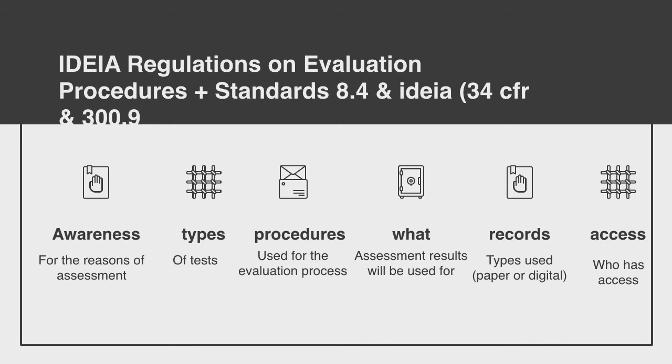And other information that would also be important, according to Standards 8.4, and it's consistent with the Individuals with Disabilities Education Improvement Act, is that the parent granting permission for psychoeducational evaluation should be made aware of the reasons for the assessment, the type of tests and evaluation procedures used, what the assessment results will be used for, the type of records, for example, digital or paper form, and who will have access to those records. So this is the information that would have more to do with the parents.